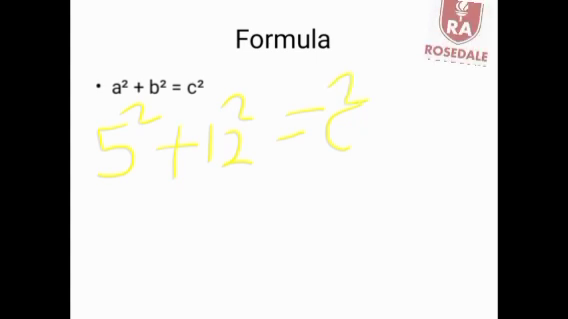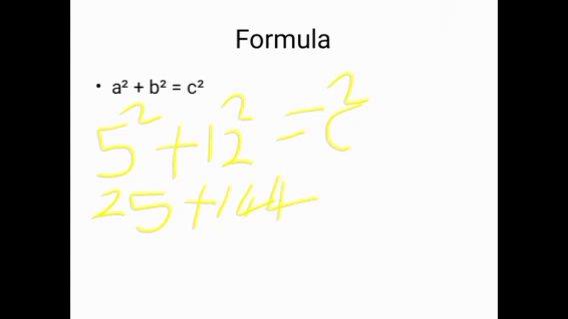Now, 5 square is what? 5 square is 25, right? Okay, I hope you are following. Then 12 square is 144. When we put these two together, what is it going to give us? 5 square plus 12 square. Everything will amount to 169. Do we stop there?